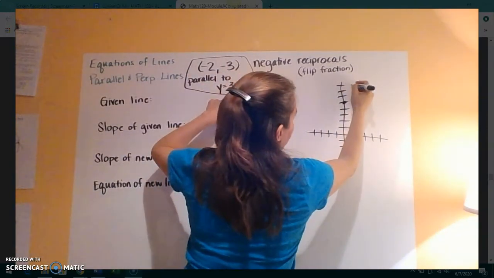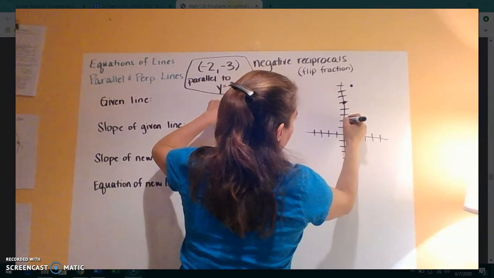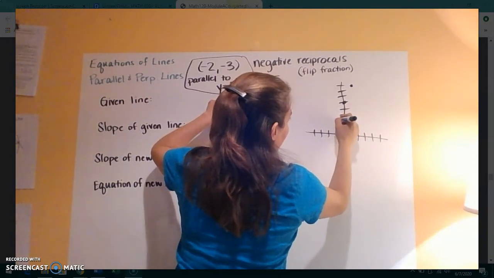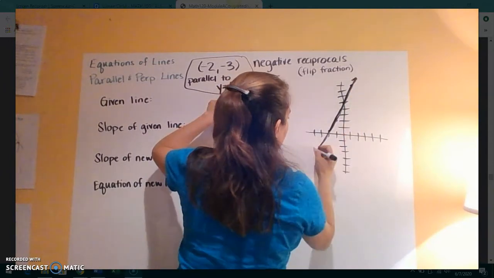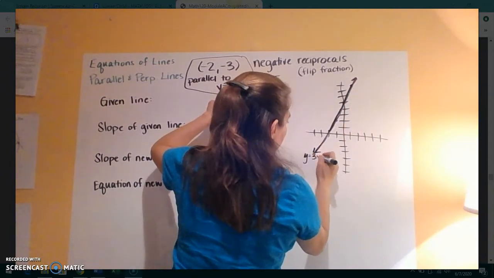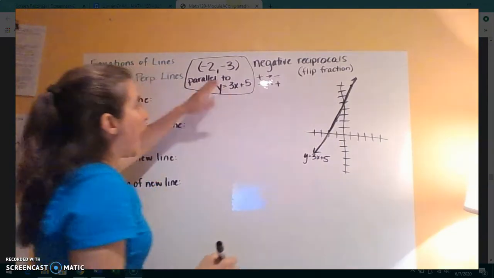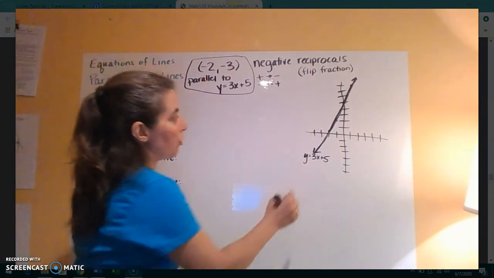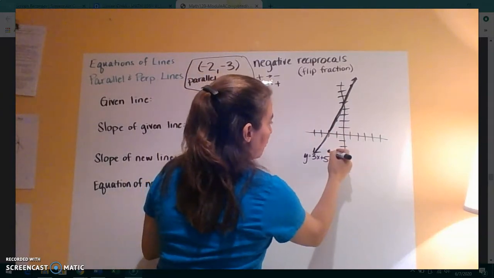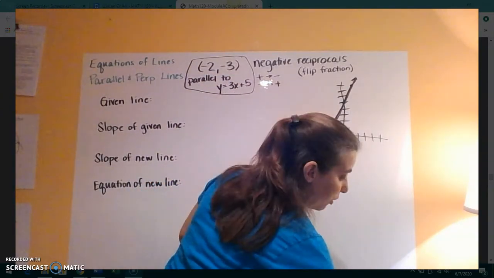So rise over run, up 3, right 1, down 3, left 1. Here's this line, y equals 3x plus 5. I'm looking for the equation of a different line, a line that goes through (-2, -3), but is parallel to this one.